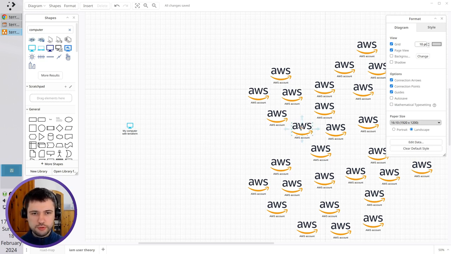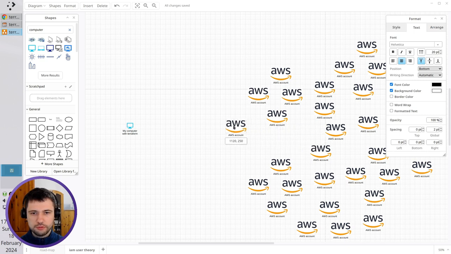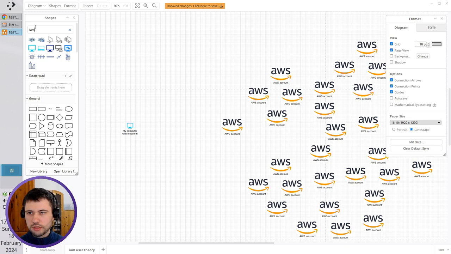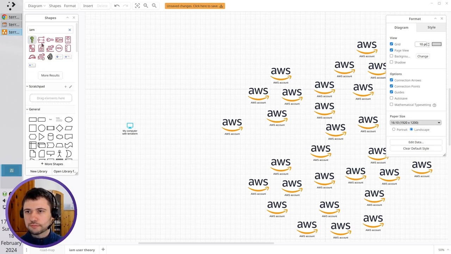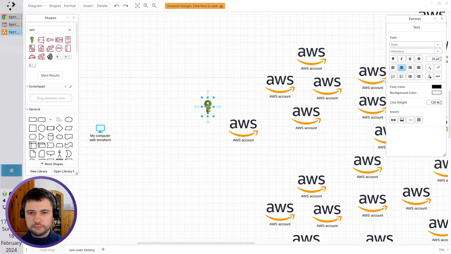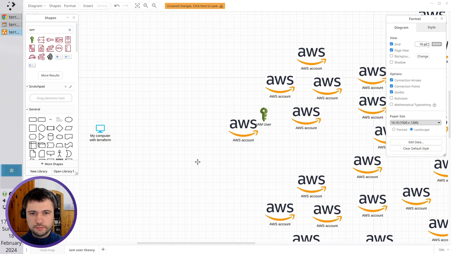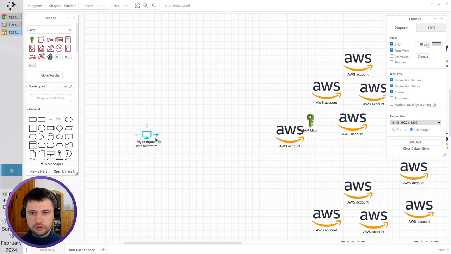So let's suppose it is my account. I will put it here. And my account has the IAM user. That one. IAM user. It is on my account. But it is not on my computer.